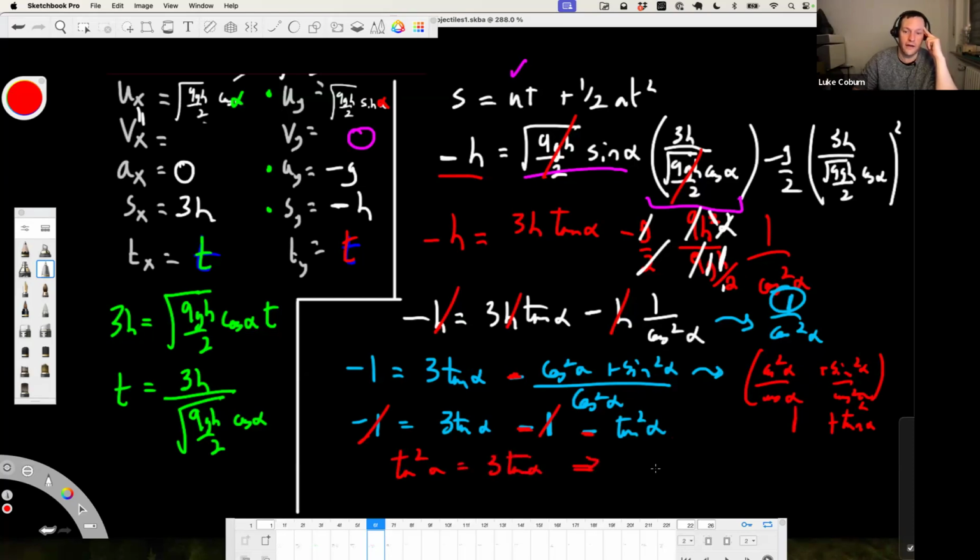And this gives us that tan alpha is either equal to 0, because we could have a 0 on both sides, or else we can divide across by a non-zero, so either, or tan alpha is equal to 3. And this gives us that the angle alpha is equal to 0, or the angle alpha is equal to 71.6 degrees.